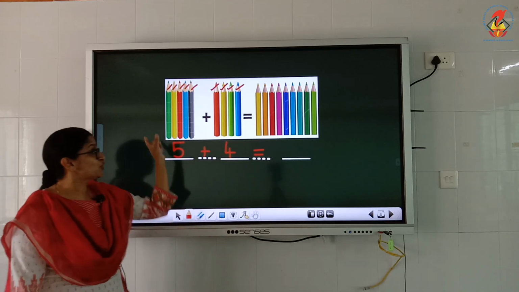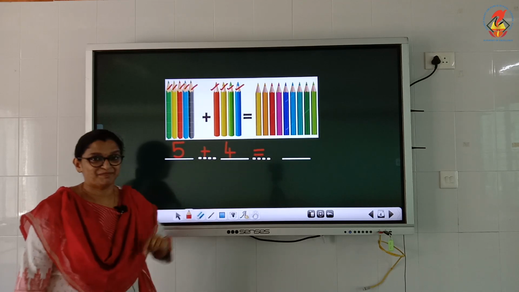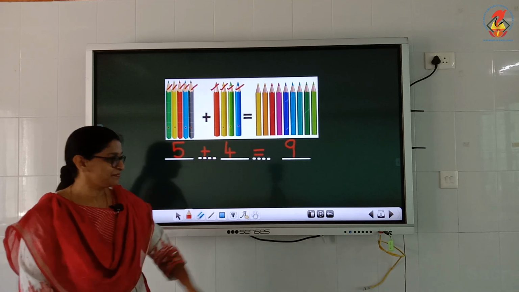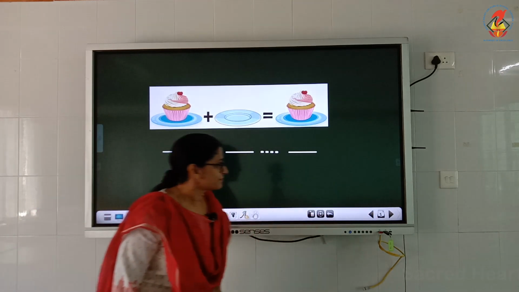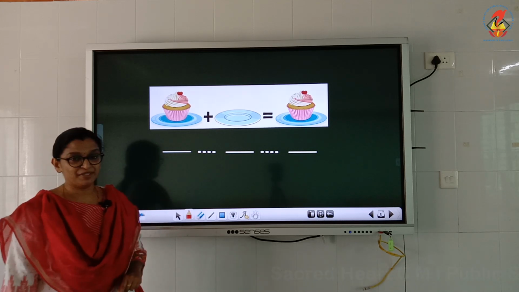Now add the two groups of color pencils and write the total number here. 1, 2, 3, 4, 5, 6, 7, 8, 9. So, I have 9 color pencils all together. Let us do the next example.